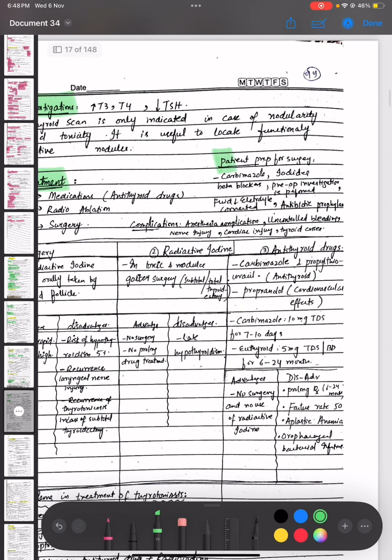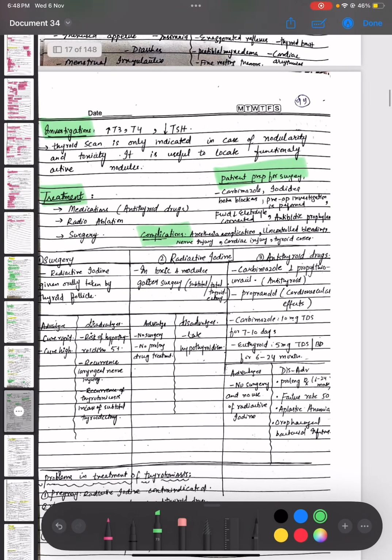Patient preparation for surgery: carbimazole, iodides, beta blockers, pre-op investigation is performed, fluid and electrolytes are corrected, and antibiotic prophylaxis is done. What are the complications? First complication is anesthesia complication, then uncontrolled bleeding, then nerve injury, then cardiac injury, and then thyroid crisis.